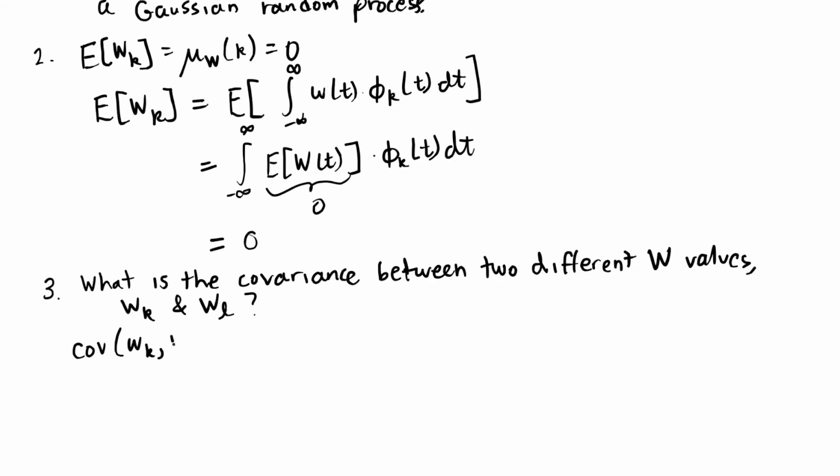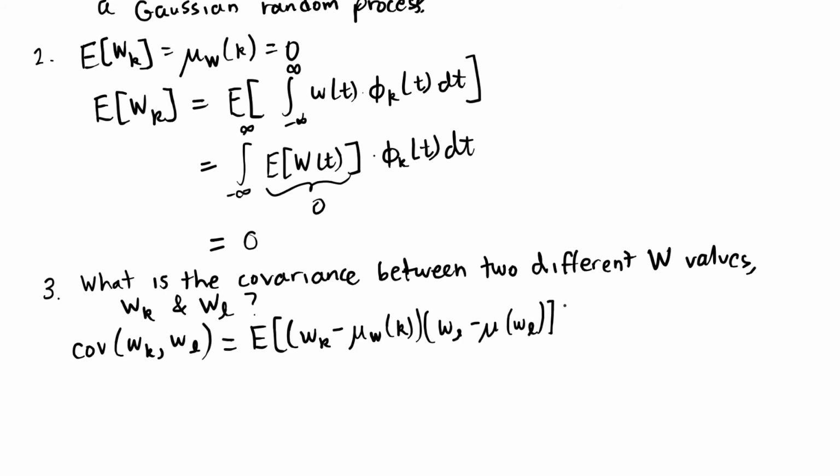Okay, the covariance of w_k and w_l is equal to the expected value, but because this mean is 0, this mean is 0, this is the expected value of w_k times w_l. Now we talk about the autocorrelation of noise values at different times for the continuous time process w(t), but we haven't talked about what this expected value is.